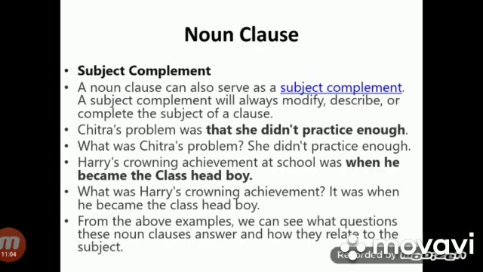Third, subject complement. A noun clause can also serve as a subject complement. A subject complement will always modify, describe, or complete the subject of a clause. Chitra's problem was that she didn't practice enough. What was Chitra's problem? She didn't practice enough is the answer. Harry's crowning achievement at school was when he became the class head boy. What was Harry's crowning achievement? The answer is it was when he became the class head boy. From the above examples, we can see what questions these noun clauses answer and how they relate to the subject.